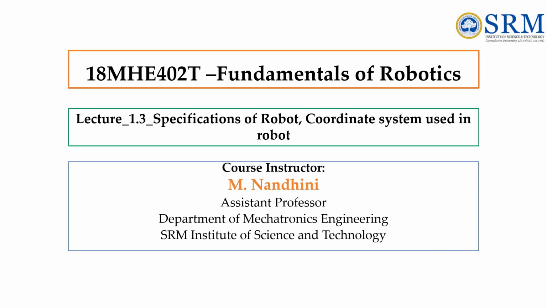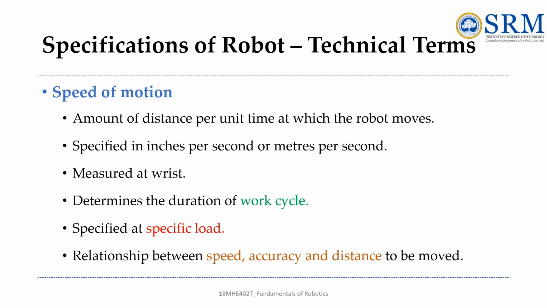Hello everyone. In this video we will see the specifications of robot coordinate system used in robot. So first we will see the specifications of robot. So first is the speed of motion.